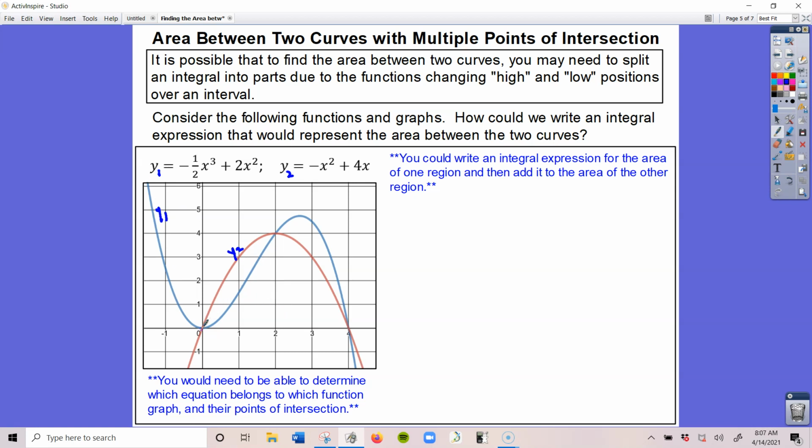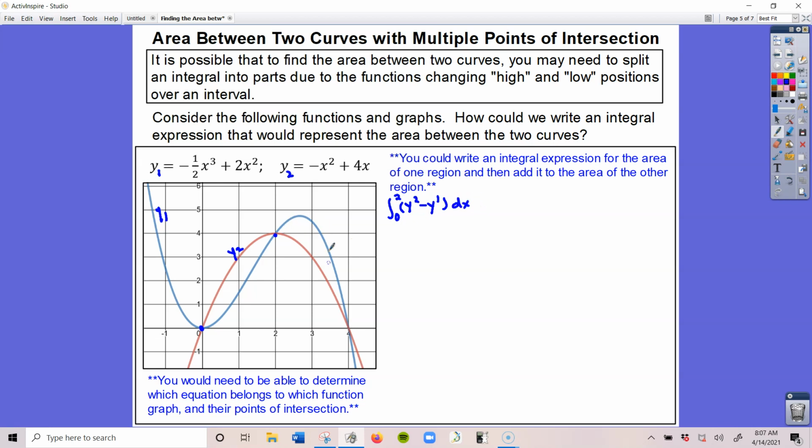Now we see here that from 0 to 2, the upper curve, the higher curve, is y2, and the lower curve is y1. So we would set up an integral from 0 to 2 of y2 minus y1 dx.